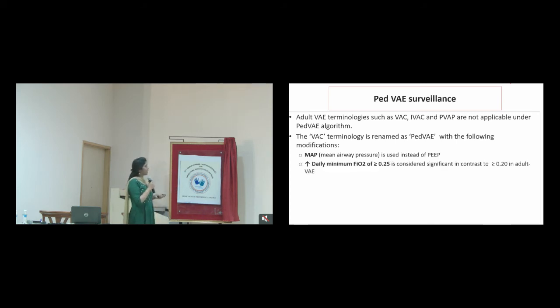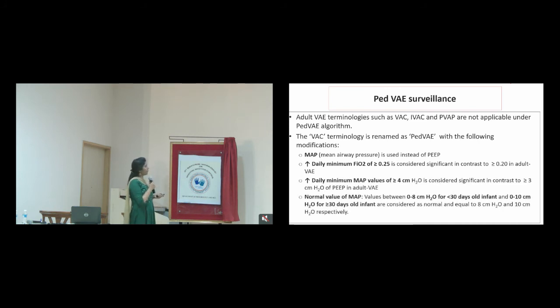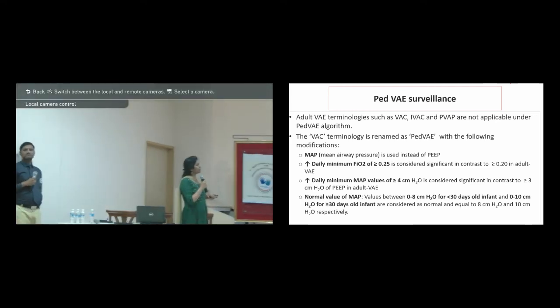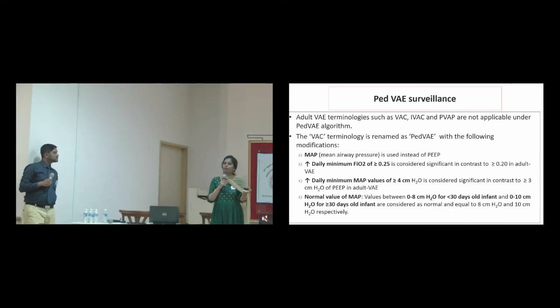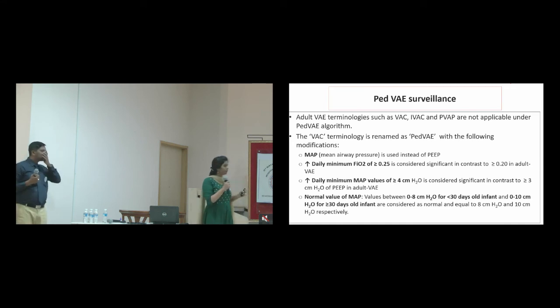Then the numbers vary slightly here. When we look at the daily minimum, we look for a jump of 2 in FiO2, right? Here we look for a jump of 0.25. That is, there we look for 0.2, here we look for 0.25 or more. This is the difference. For daily minimum MAP values, we look for a jump of more than or equal to 4 centimeters. For PEEP, we look for a jump of 3. Here the term used is mean airway pressure, and we look for a jump of more than or equal to 4.